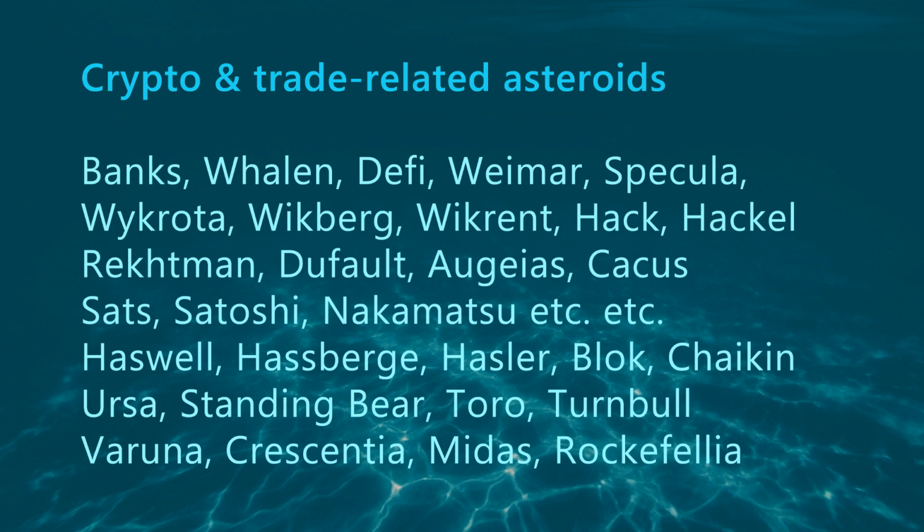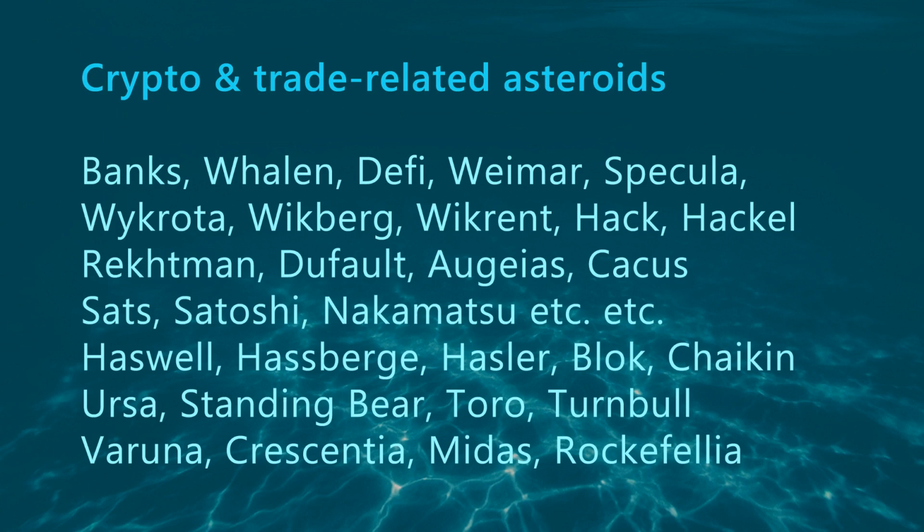The top row is about big finance, you could say. Banks is just about banks. Whalen is about a phenomenon from the crypto world known as whales, which is just people with very large pockets. DeFi is literally decentralized finance. There's literally an asteroid for that called DeFi. Weimar is associated with inflation. Specula is associated with speculation.